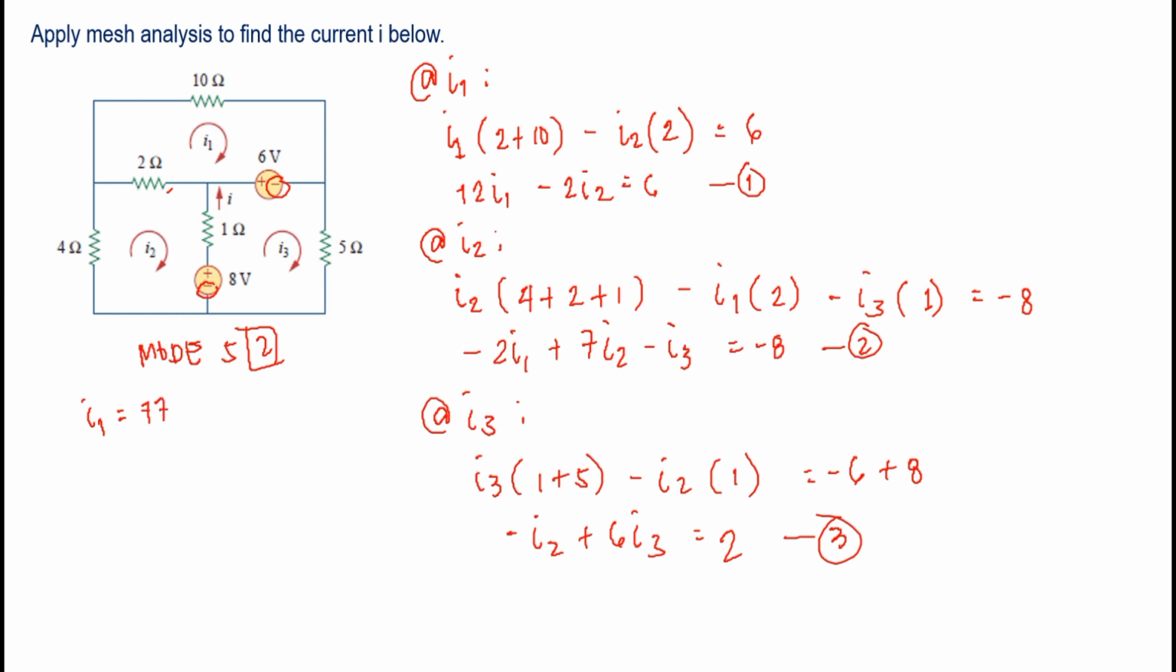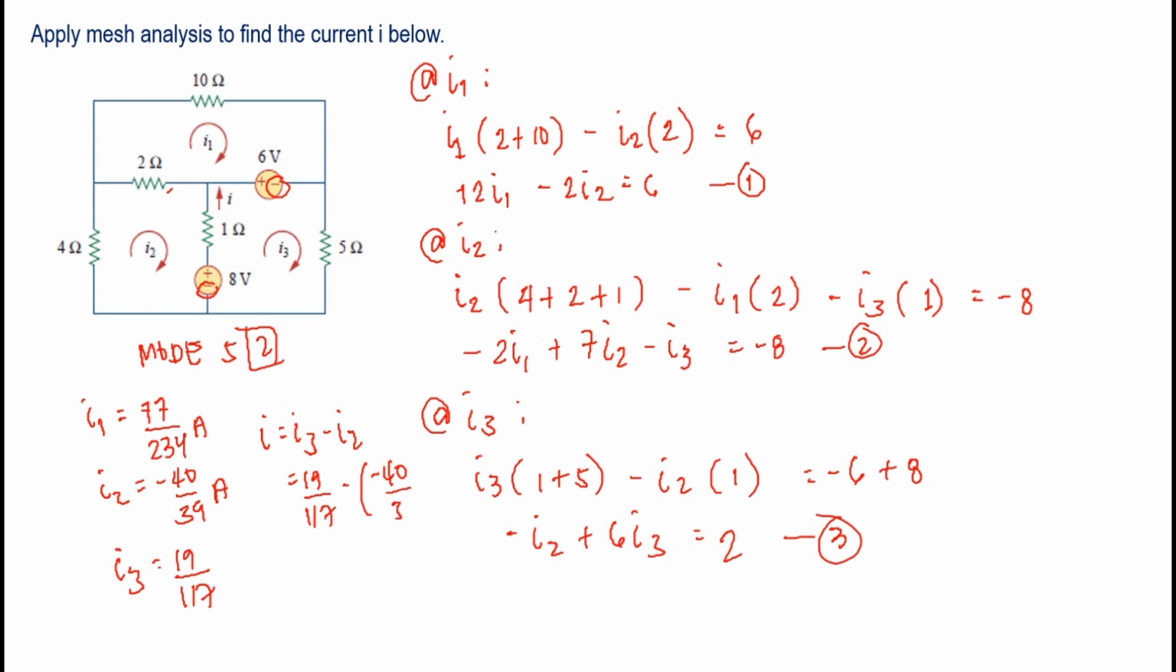So our I1 is 77 over 234 ampere. Our I2 is negative 40 over 39 ampere. And our I3 is equal to 19 over 117. And to find the I, that's just I3 minus I2. So 19 over 117 minus negative 40 over 39, and that is 139 over 117. That is mesh analysis using inspection.